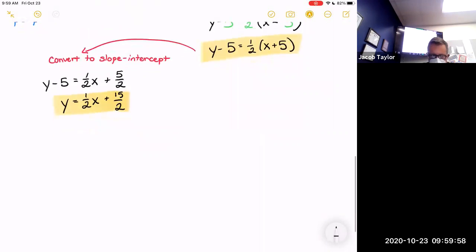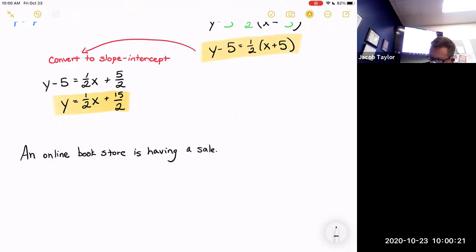Now you know our day wouldn't be complete without a word problem. An online bookstore, we'll call it Schmamazon, is having a sale. What slide is this? 12. Page 6. Why does it not have it? Oh, because you're mixing it up.